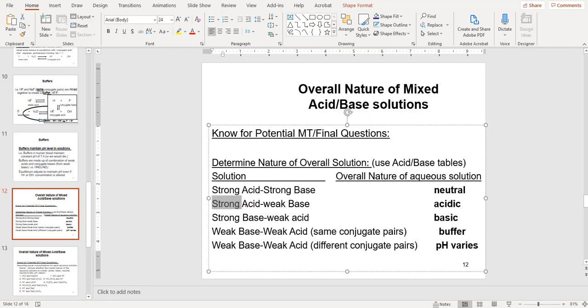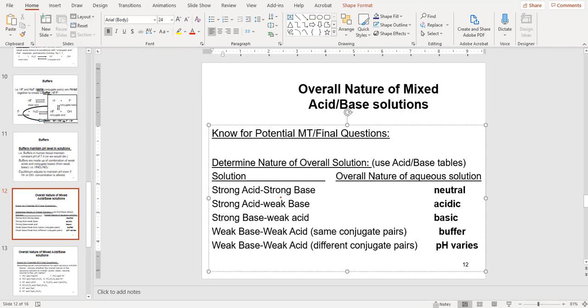So if I were to put 1 molarity of strong acid and 1 molarity of weak base, because acids completely ionize 100% and weak bases only partially ionize, then we'll have a lot more hydrogen ions than hydroxide. It's going to be overall acidic. On the other hand, if I have a strong base with complete ionization and a weak acid with partial ionization, we'll have a lot more hydroxides than hydroniums, and it's going to be overall basic.